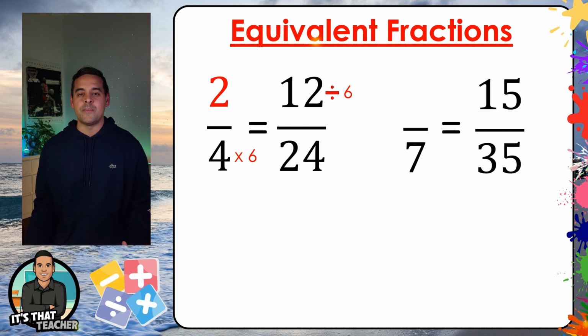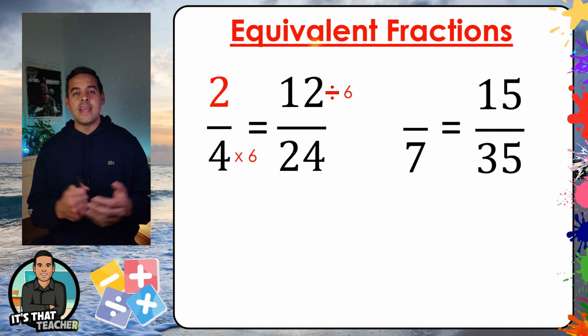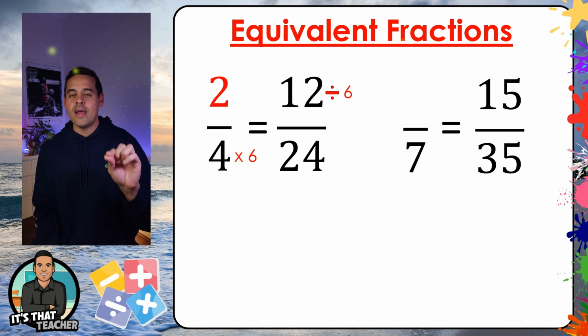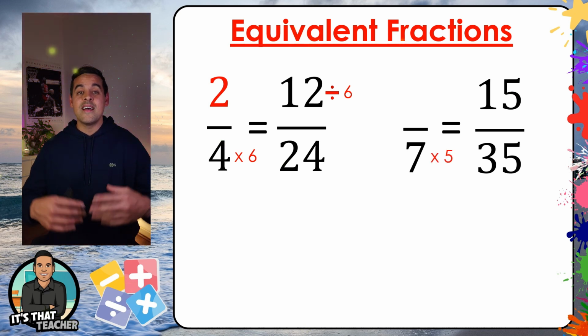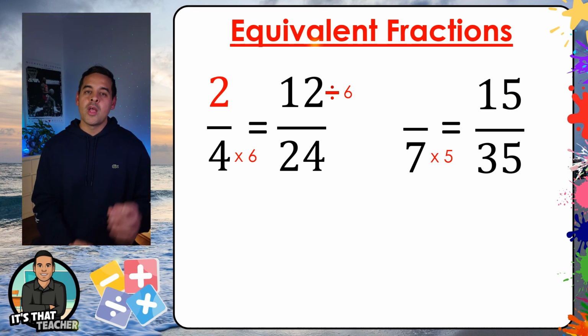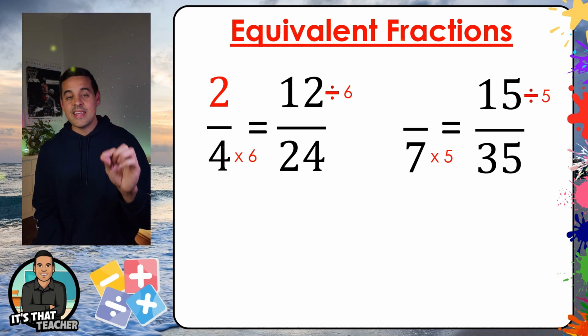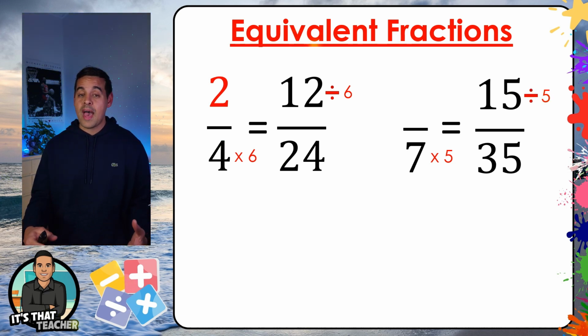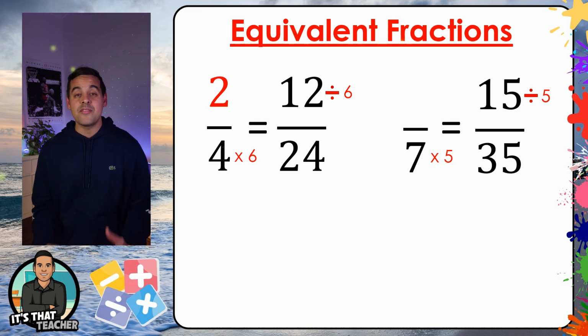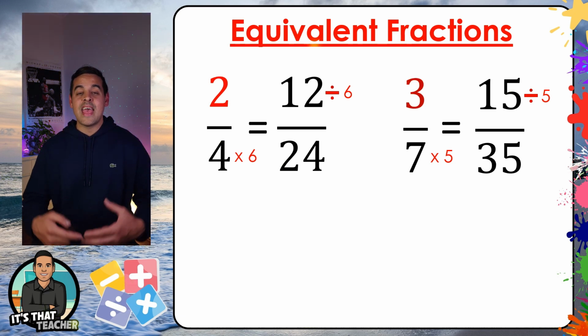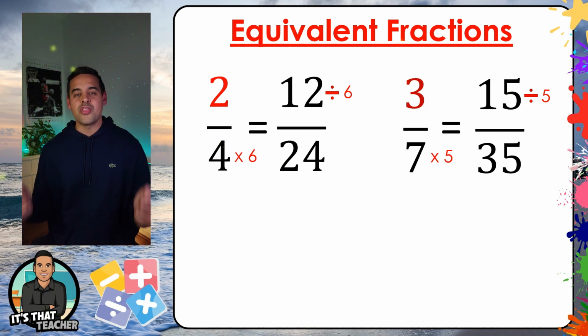In the next question, we start with our denominators because we have both of them. Now, what do we multiply 7 by to equal 35? Well, that is going to be 5. So we divide the 15, the numerator that we do have, by the same number 5, which will give us our missing numerator of 3.